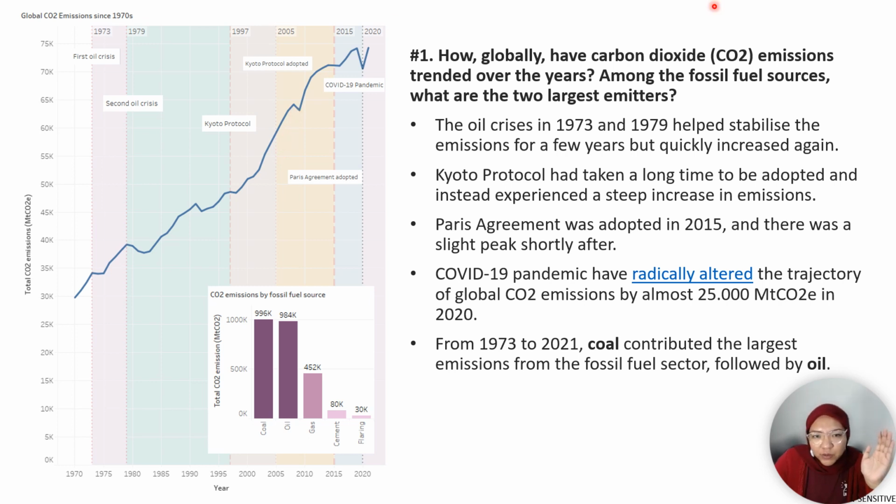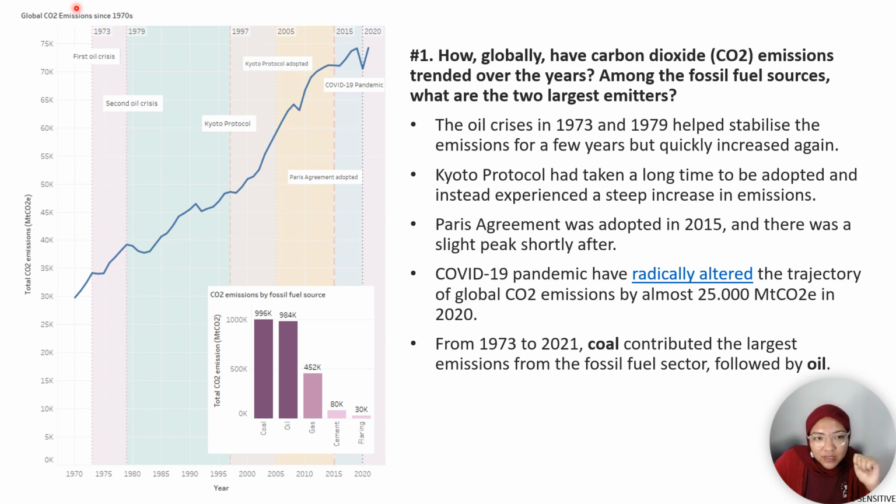And when the Paris Agreement was adopted in 2015, there was a slight peak right before the COVID-19 pandemic hit the world and minimized mobility. The pervasive disruption of the COVID pandemic radically altered the trajectory of the CO2 emission. So you can see the fall of emission by almost 25,000 megaton CO2 equivalent in 2020.